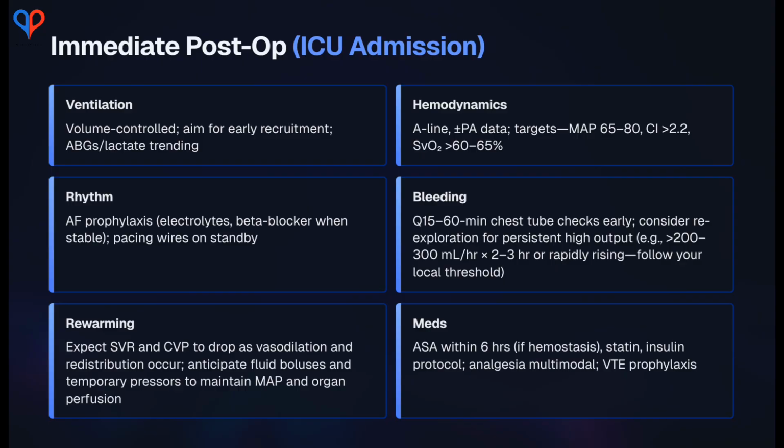On ICU arrival, chest tubes are typically placed to suction, for example, negative 20 centimeters of water, unless a provider orders water seal or otherwise specifies. As the patient rewarms, both systemic vascular resistance and central venous pressure often fall due to vasodilation and redistribution of volume, sometimes unmasking hypovolemia. Anticipate the need for fluid boluses and short-term vasopressors to maintain perfusion targets.